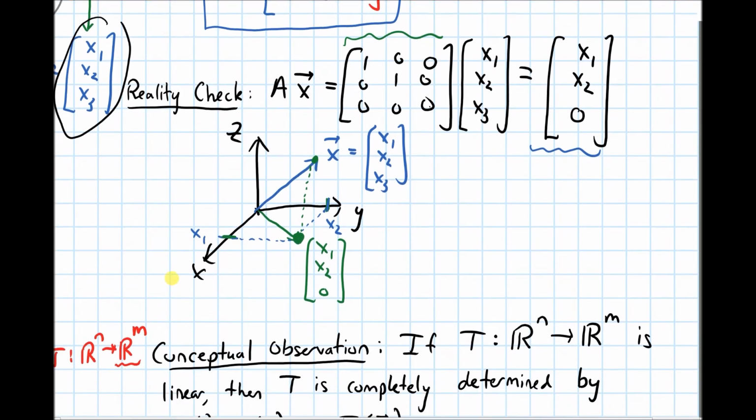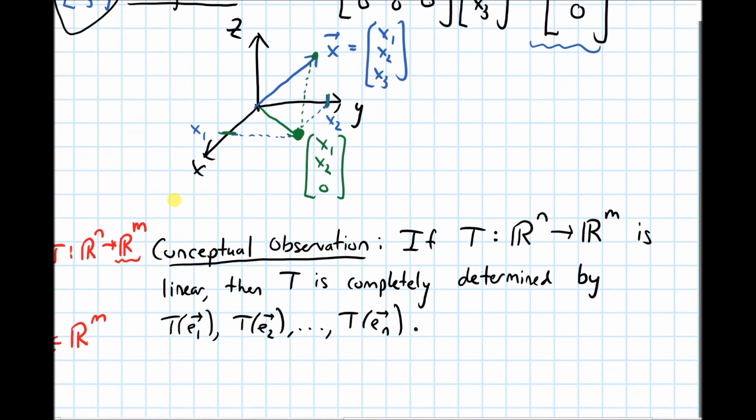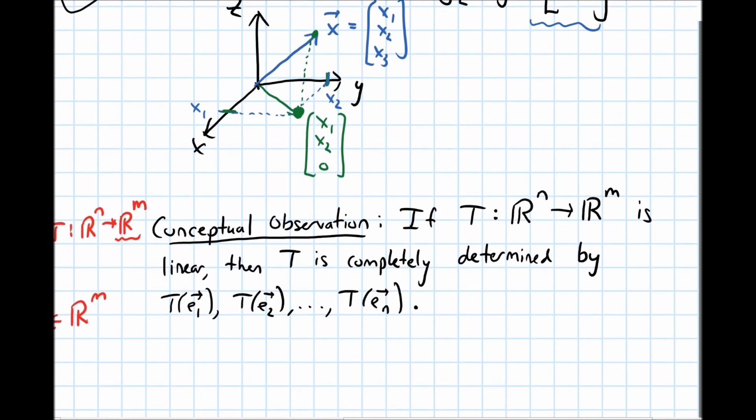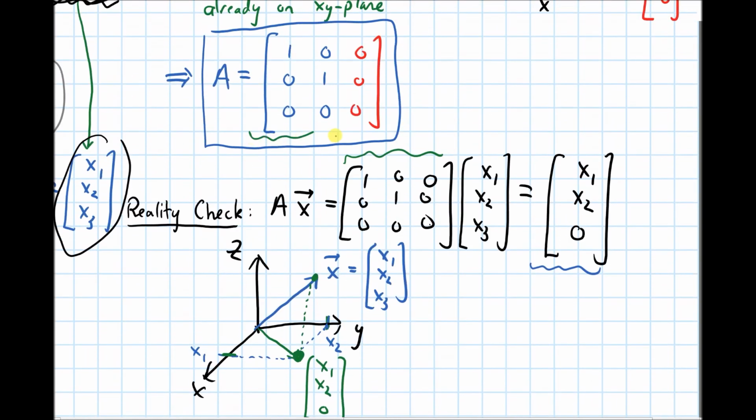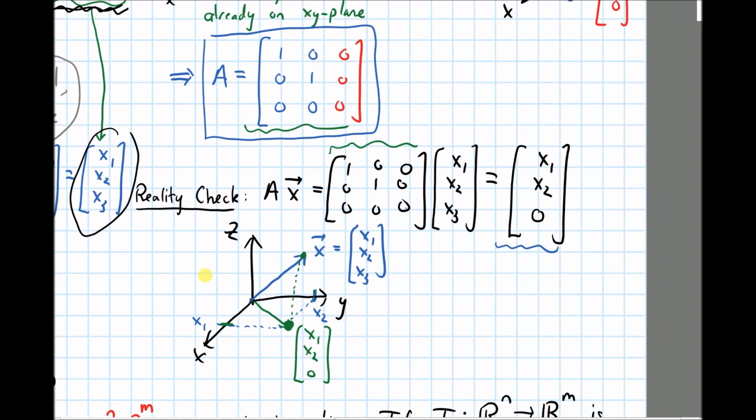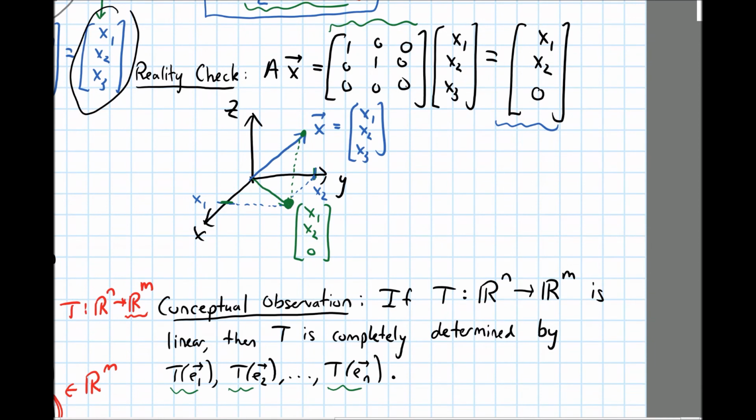Okay, so next, I want to state a conceptual observation and then do another example after that. So the observation is, if T is a linear transformation that goes from Rn to Rm, then to figure out what T is, all I need to know is what T of E1 is, what T of E2 is, all the way up until T of En. If I know all of these things, that's enough to construct this standard matrix. And that standard matrix perfectly describes what T does. So that's kind of cool that I just need to know what's happening with T of E1, T of E2, all the way up until T of En.